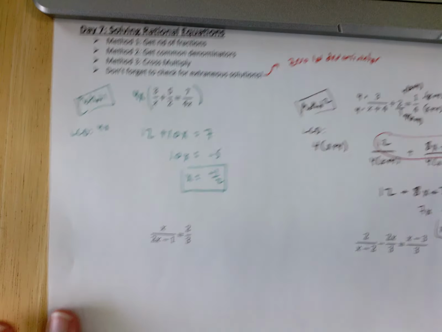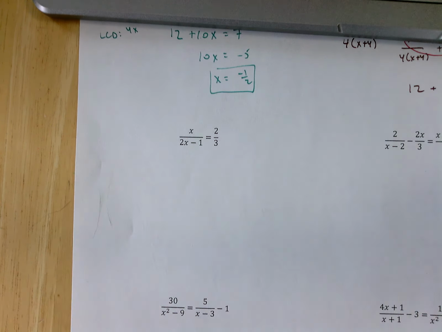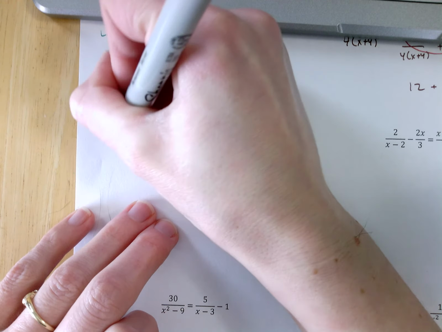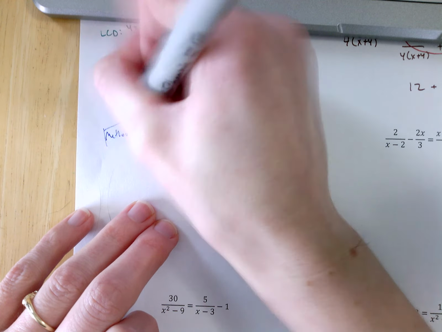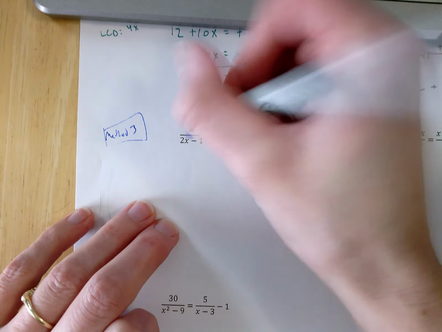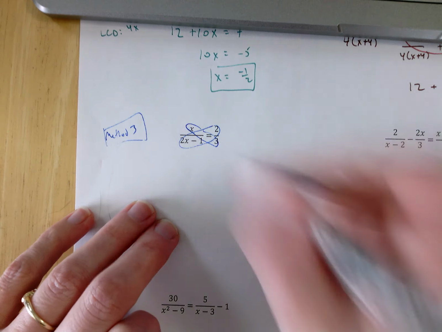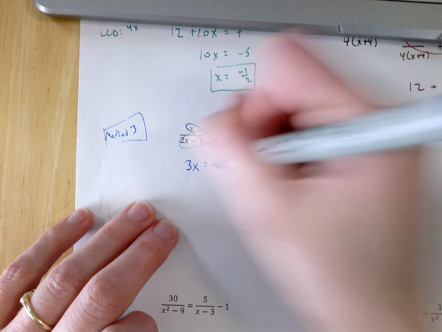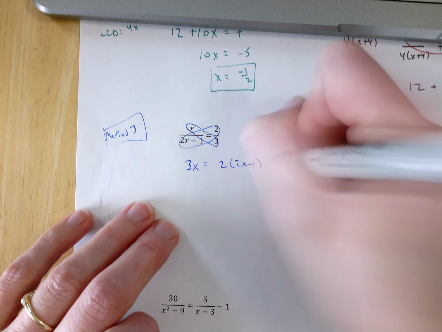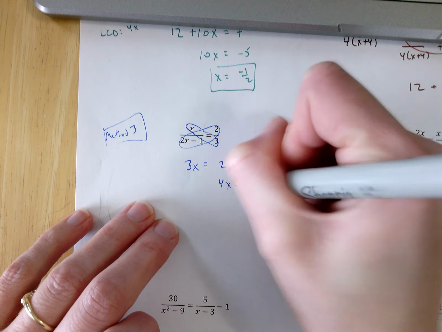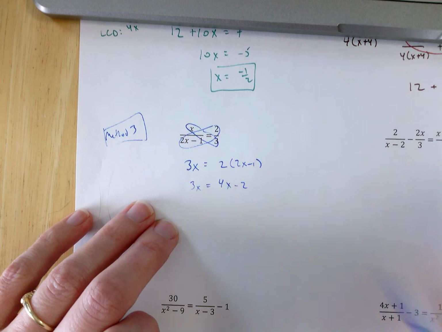All right, method 3 is using cross multiplication. Okay, cross multiplication. So you don't need an LCD. All you're going to do is just multiply the things on your diagonals. So x times 3 is 3x. And on this side, we'd have to do a distributive property. So I'm multiplying 2 times 2x minus 1. So that'll be 4x minus 2.